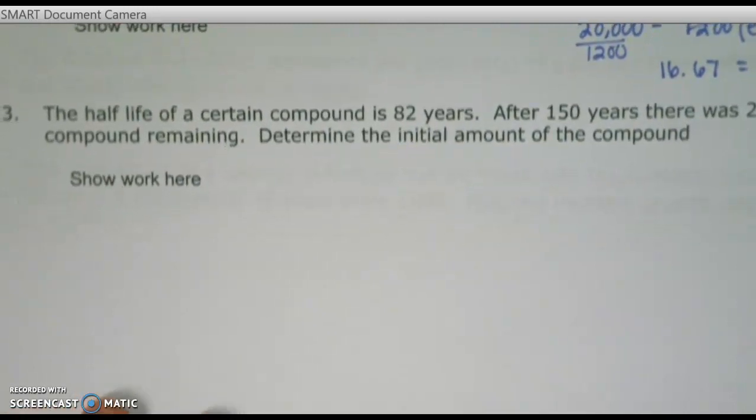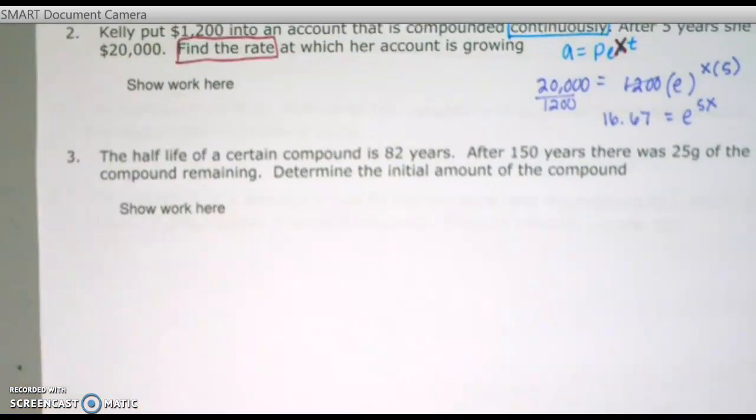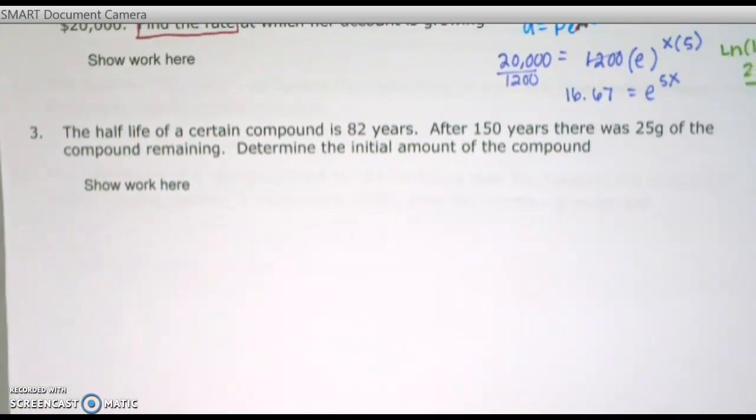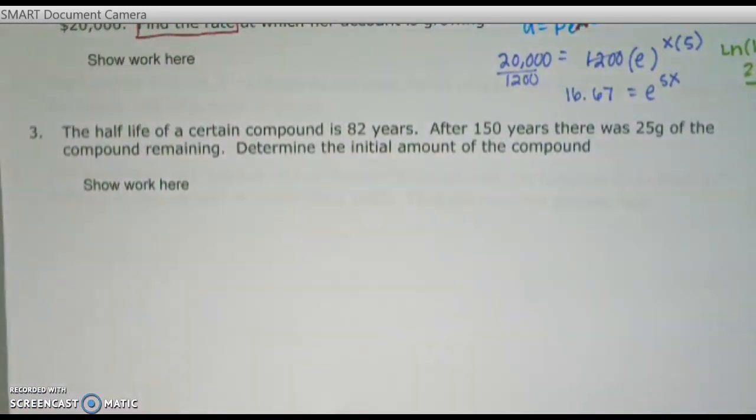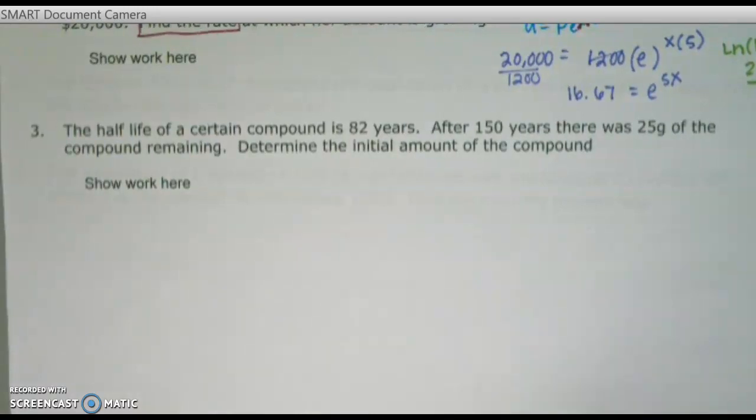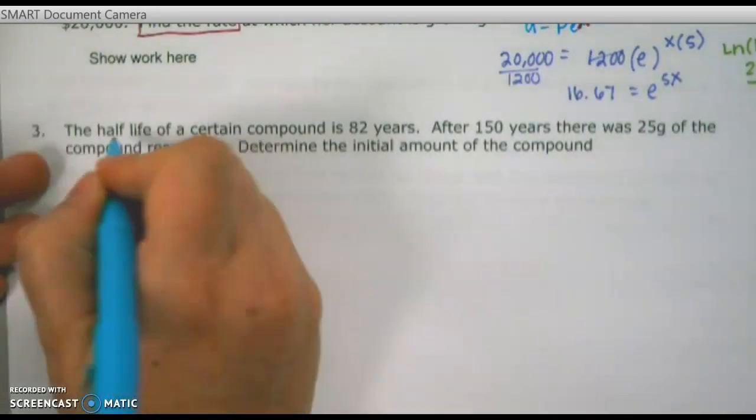All right, read the next problem. Hopefully you read the word half-life and realized that we are going to have to use the half-life formula.